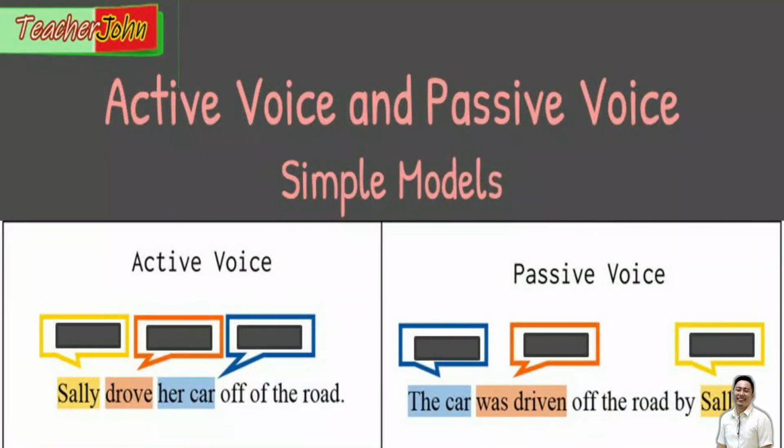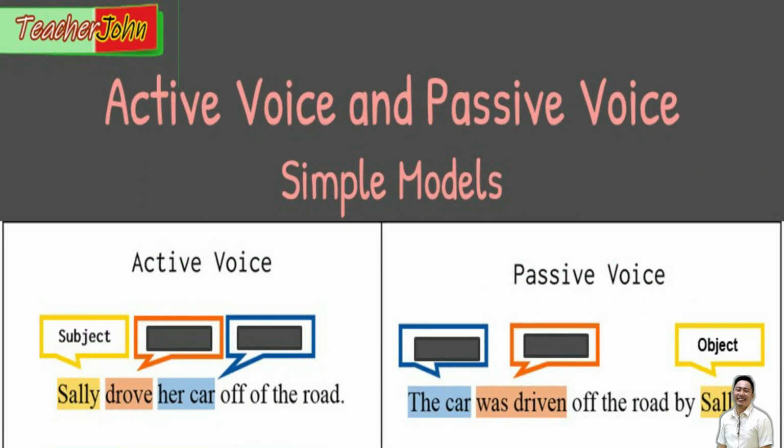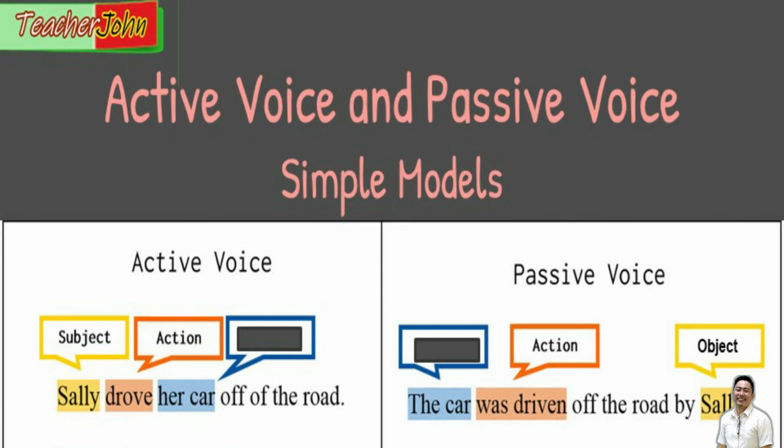Notice the highlighted word or words in yellow. What is its role? Is it subject, verb, or object? In the first column, it plays as subject. In the second column, it plays as object. How about the highlighted word or words in orange? Is it subject, verb, or object? In both columns, they play as the action or the verb.